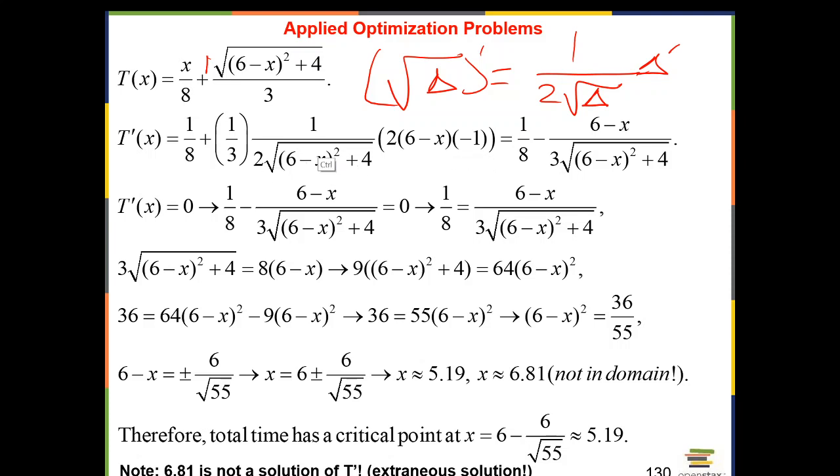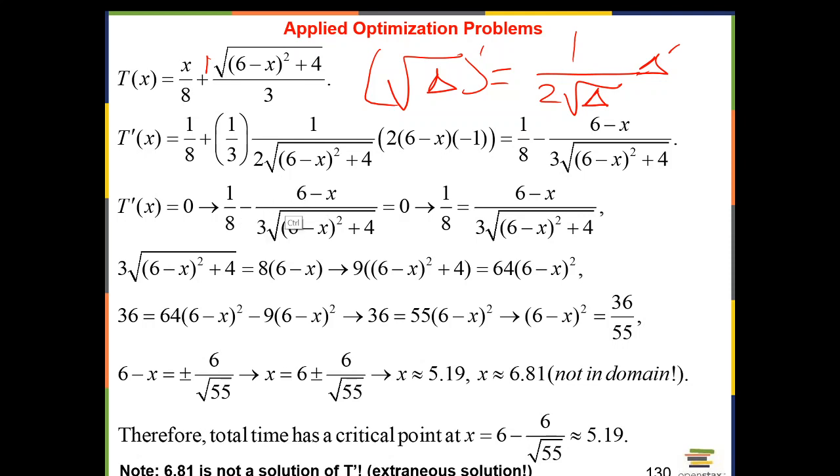You agree the derivative of this is this. The derivative of 4 is 0. The derivative of something squared is 2 times something to the first times the derivative of the inside, which is -1. So we simplify, we get this. We're going to set this equal to 0.